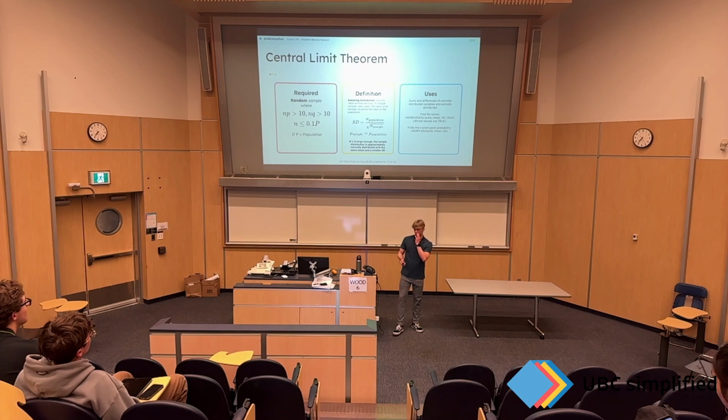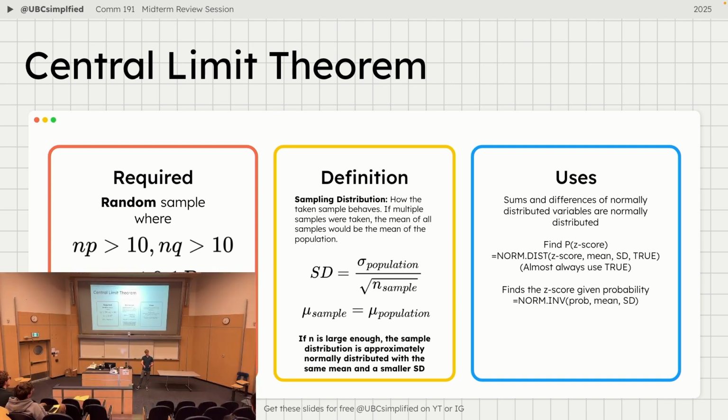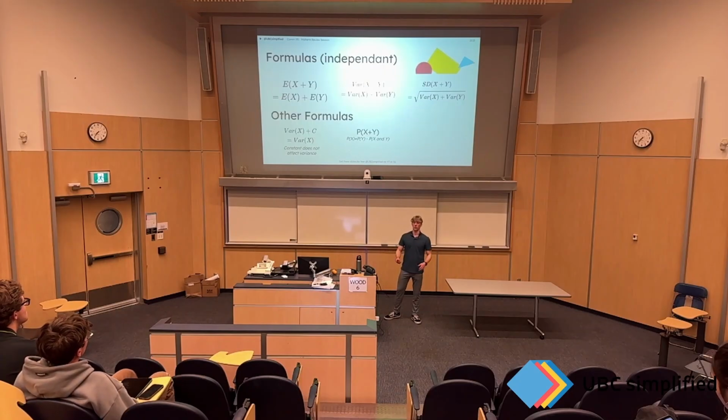Okay. And we use this to basically find the probability that something is less than a specific point on that standard deviation, or the inverse of that, so where a specific point of probability lies. Really quick, just going over a few formulas.